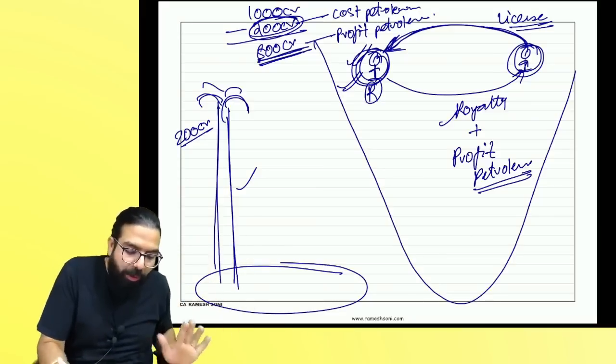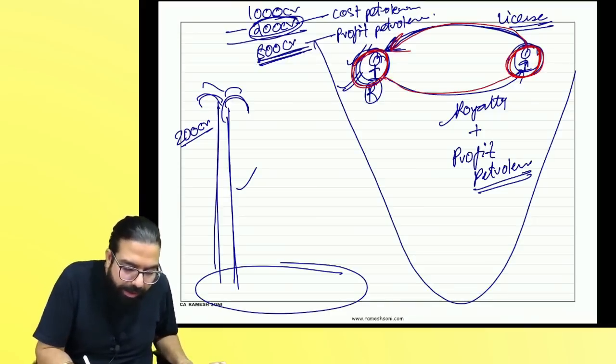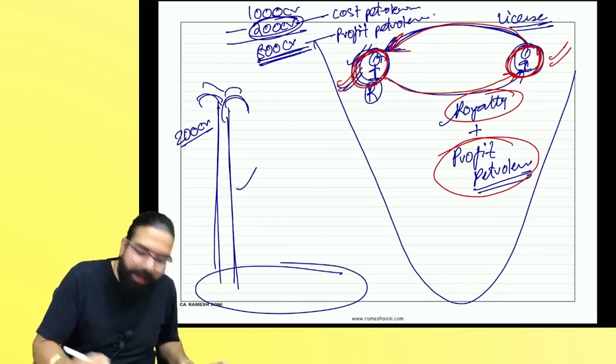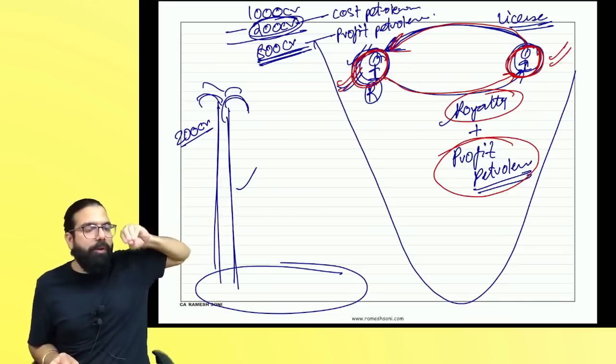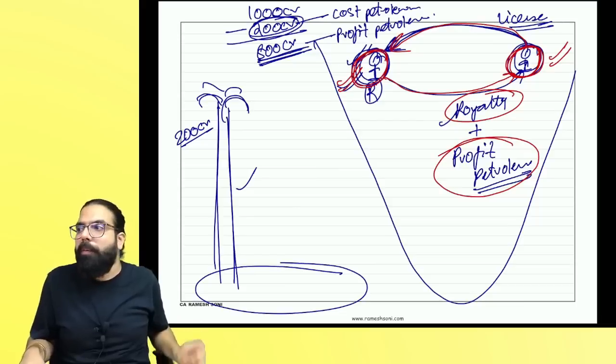So here what is happening? The government is just giving you the license to explore the oil, and you are giving consideration, which is nothing other than royalty and profit petroleum. Are we clear, everyone? The government is the licensor, you are the licensee, and in return for giving the license, it's a service given by the government to you, and in return you are giving the government royalty, and you are giving what, everyone? Profit petroleum.